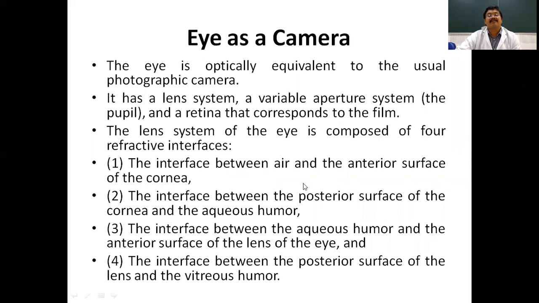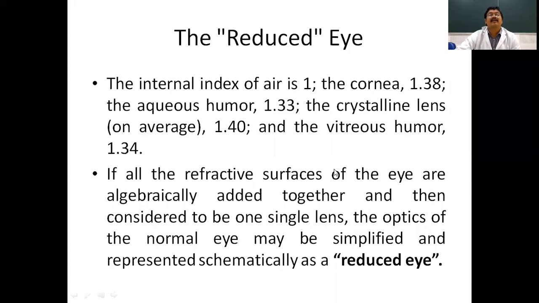The first interface is between the air and the anterior surface of the cornea. The second is between the posterior surface of the cornea and the aqueous humor. The third is between the aqueous humor and the anterior surface of the lens, and the fourth is between the posterior surface of the lens and the vitreous humor.